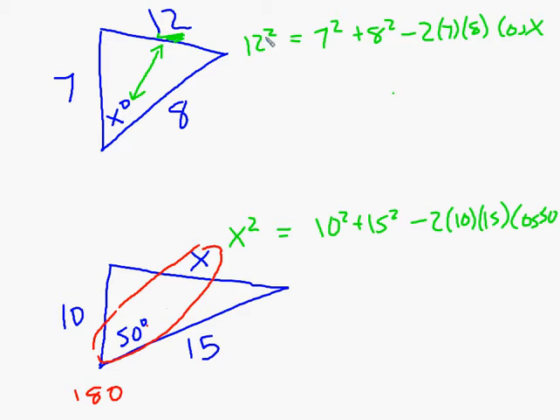So we're going to go back up here, and now we're going to go ahead and simplify this. So we're going to follow the order of operations. What should I do first? Exponents. Okay, so we get 144 equals 49 plus 64 minus, now 2 times 7 times 8. Now, when I say 2, I mean negative 2. So negative 112 cosine of x.